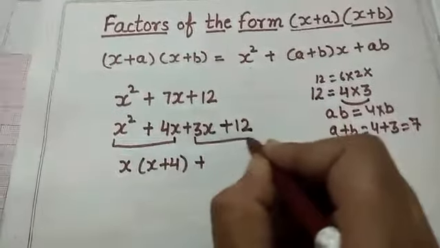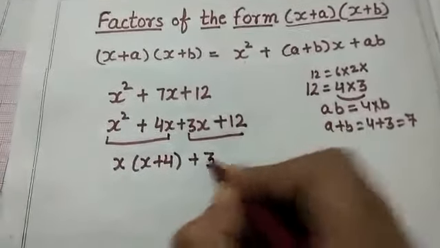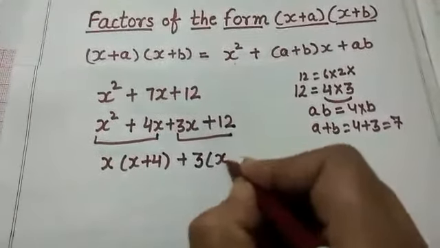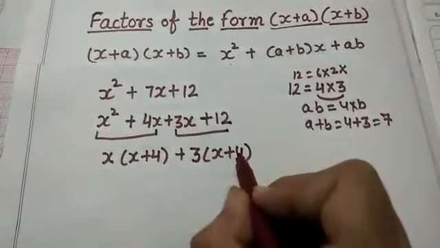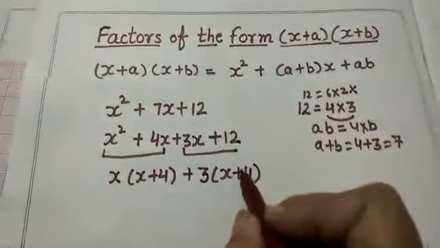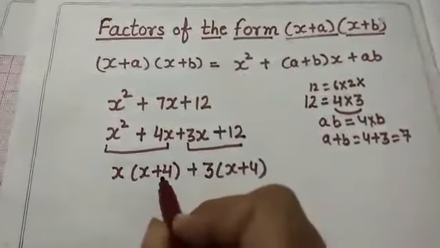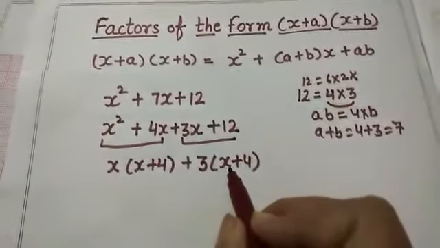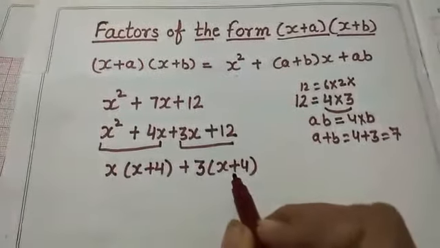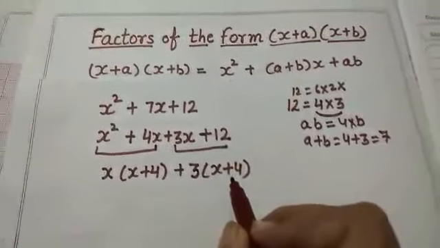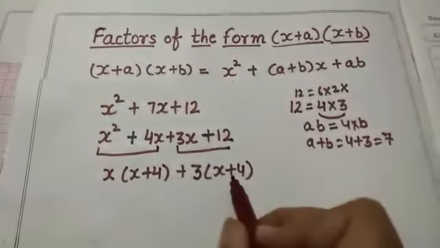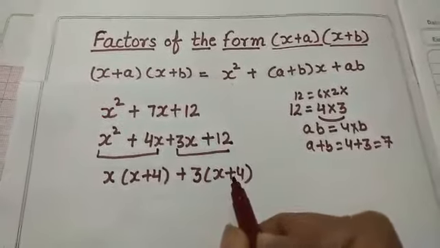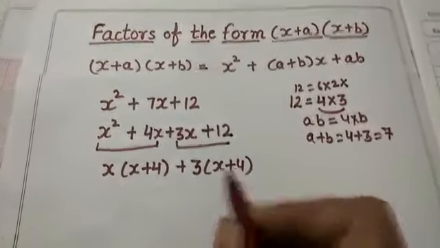Now in the last two terms 3 is common, so we'll get x plus 4. Now just check, in both the terms we have x plus 4 common. In the second step of this question you can check your sum also, whether you are doing right or wrong. If in both the brackets we are getting the same binomial, it means our sum is correct.